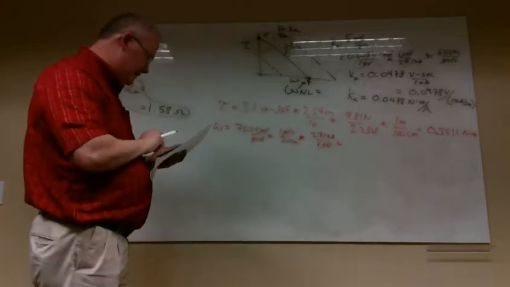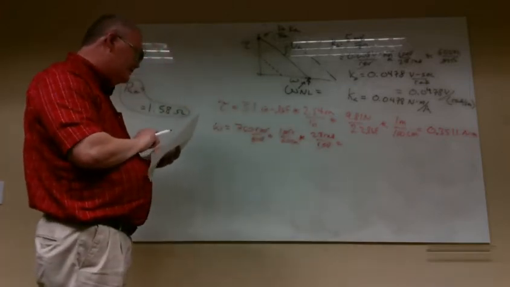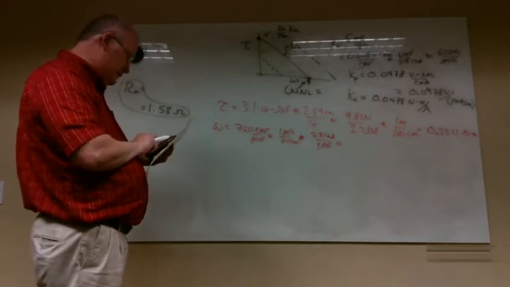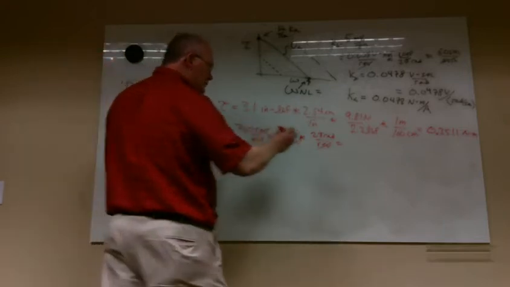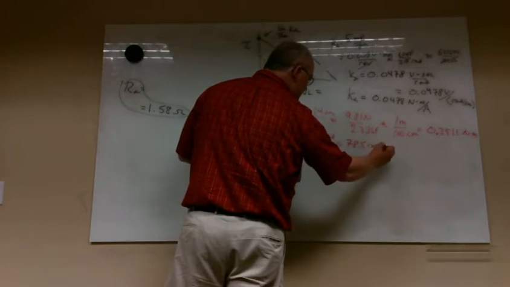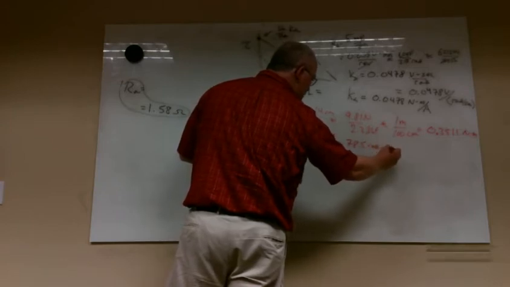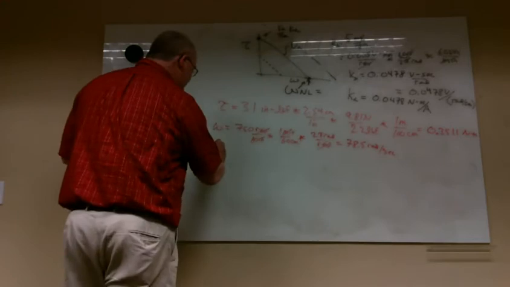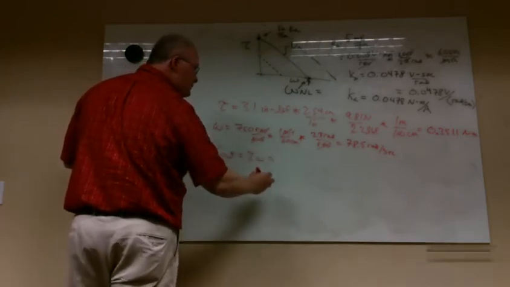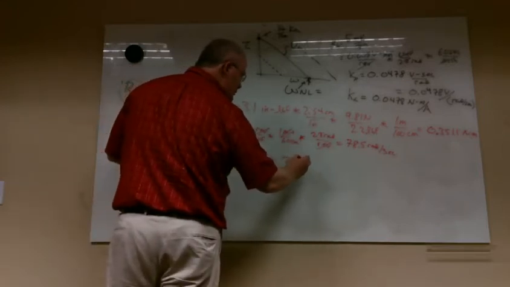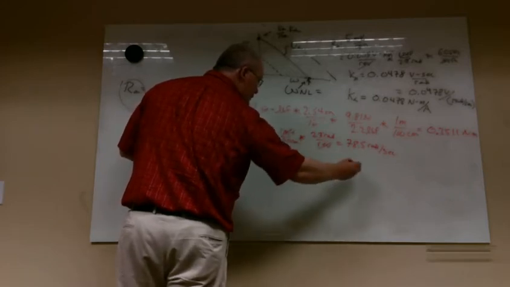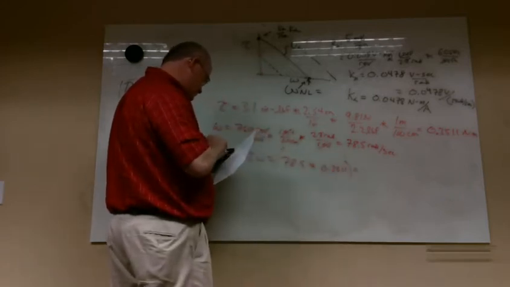We have 750, enter, 6.28 times, that's our 2 pi, 60 divided by, 78.5 radians per second. So, P out is equal to tau times omega is equal to 78.5 times 0.3511 is equal to 27.6 watts.